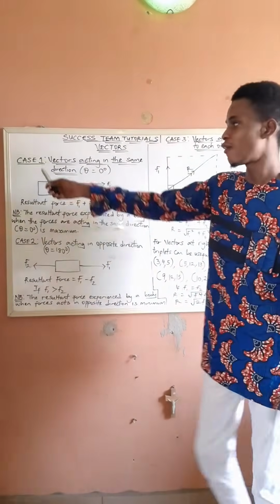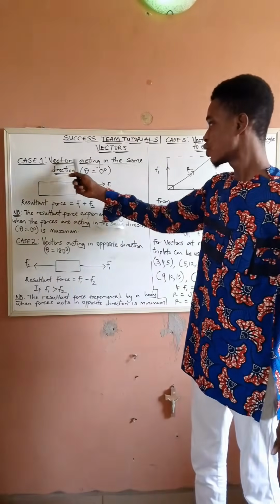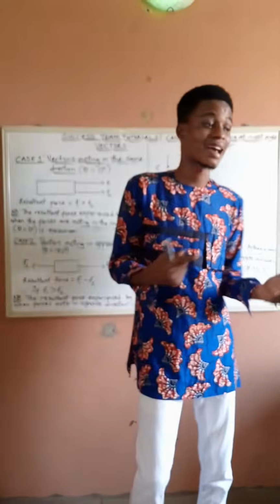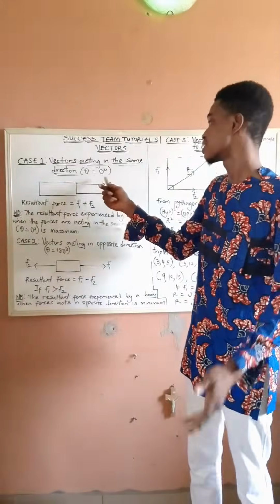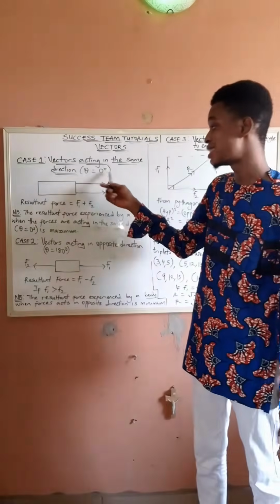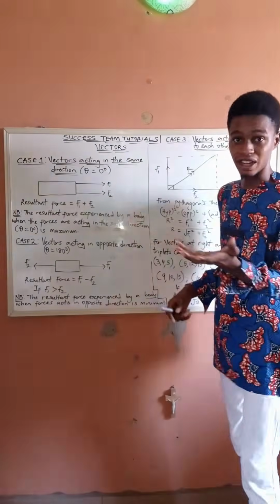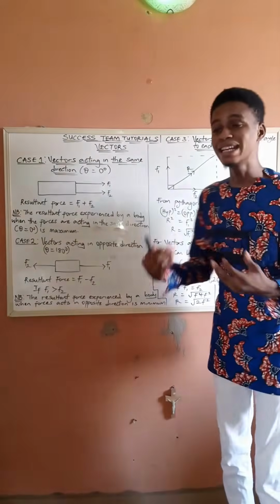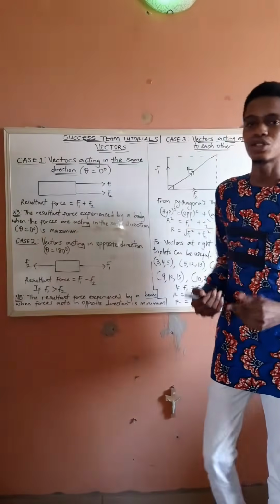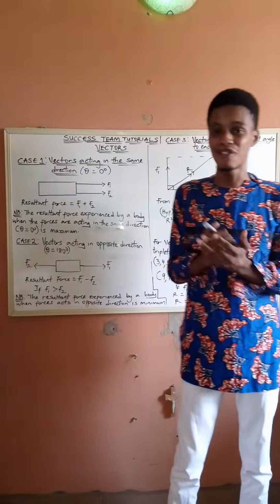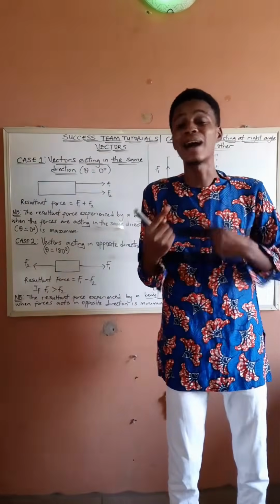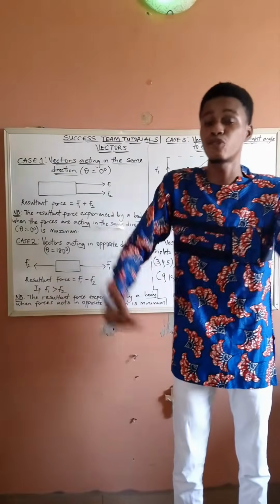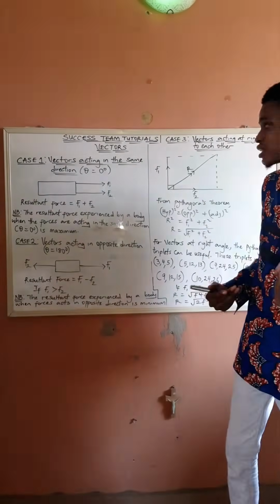From case 1, I said that vectors acting in the same direction, that's if two forces are acting in the same direction, it means that theta is equal to 0, because they are parallel to each other. The angle between the two forces is 0. Now, what is resultant force? Resultant force can be defined as the single force that can be used to represent two or more forces. It's just like the effective force that is acting on the body.